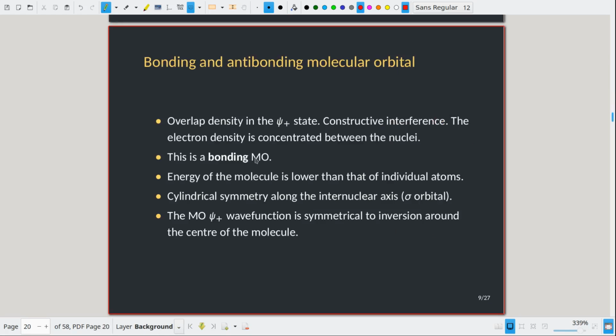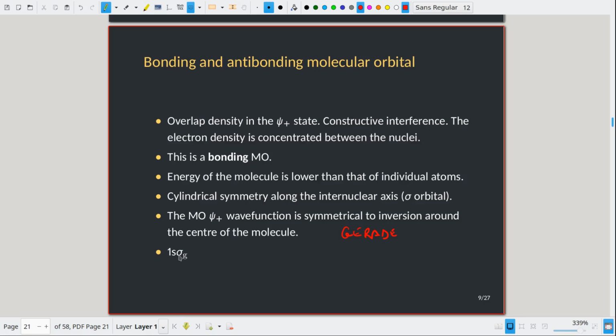So it is symmetrical, and we indicate this with a letter G, which stands for gerade, which is a German word for even. Okay, so basically what we have just described is this molecular orbital, which we indicate with the 1s, because it's made up of two 1s atomic orbitals, sigma, because it has this cylindrical symmetry along the internuclear axis, and gerade, G, which represents the fact that it's symmetrical to an inversion around the center of the molecule.